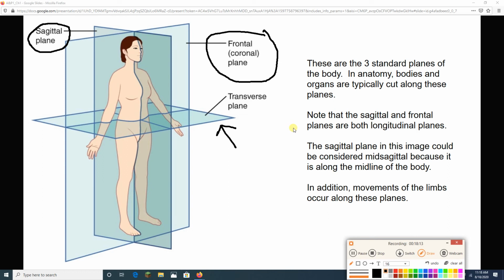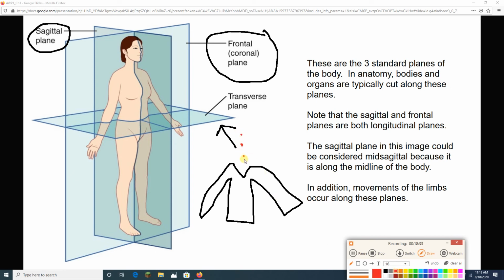Okay? All right. So if we were to have a human being, there's a human being right there. Just going to draw a human shirt to represent a human being. All right? Human blouse there. If we made a cut like this, straight down like that, what kind of cut would that be?